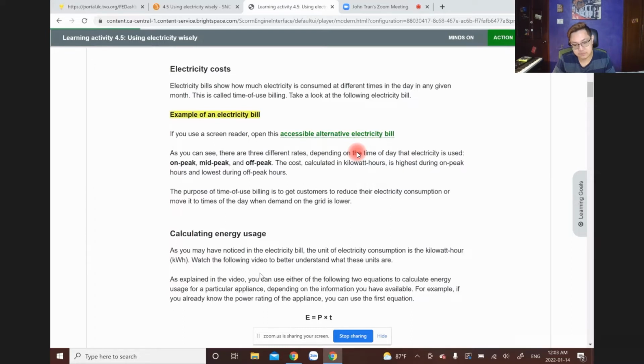In estimating load, you may have noticed in the electricity bill that the unit of electricity consumption is the kilowatt hour, kWh. Watch the following video.